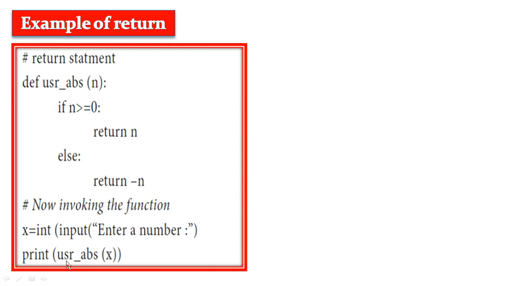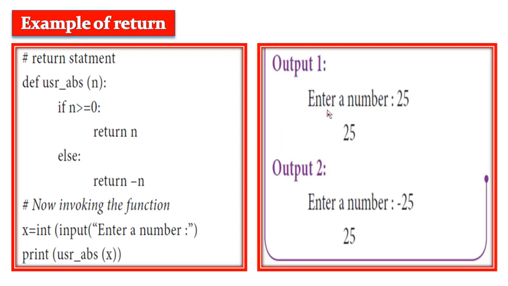This is the call statement. usr_abs is the function name. Within brackets, the parameter x value is 25. 25 is passed to, or copied to, the value of n. If n is greater than or equal to 0, here 25 is greater than 0, so this statement is executed. Here two return statements are given, but only one of them is executed at a time. So here 25 is greater than 0, so return n is executed, and it returns the value 25. Here you see, enter a number 25, final output is 25.